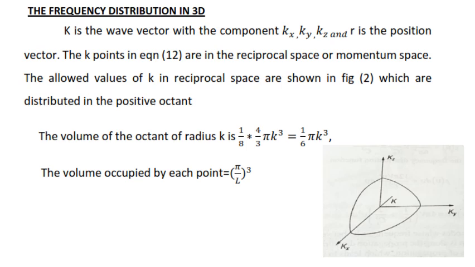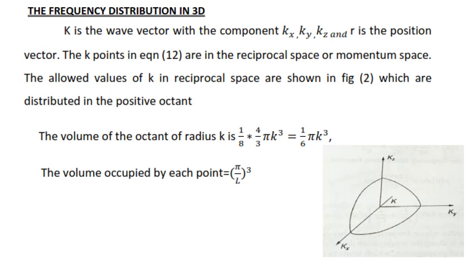Now the volume of the octant of radius k is 1 by 8 times 4 by 3 pi r cube. That is, 4 by 3 pi r cube is nothing but the volume of a sphere. Here it is looking like an octant, which also looks like a sphere, but an octant is nothing but 1 by 8 of the sphere. Therefore 1 by 8 into 4 by 3 pi k cube, instead of r cube it is k cube. When you solve this, you will get 1 by 6 pi k cube.